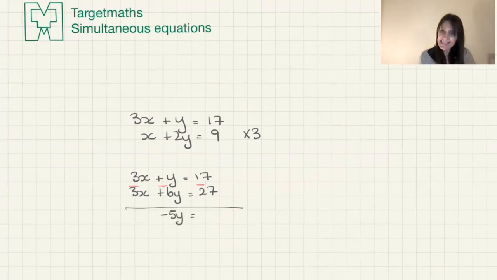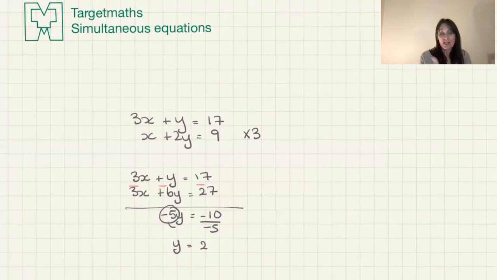We're just getting negatives every time, aren't we? It's probably a good thing because then they won't be so scary when they come round in the next session as well. 17 take away 27 is minus 10. Divide through by the minus 5 to get y on its own. 5s into 10 go 2, and the 2 negatives make it positive. Okay.